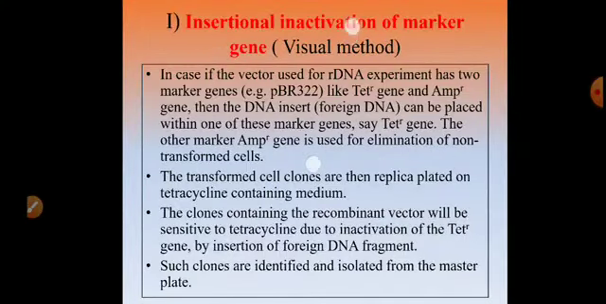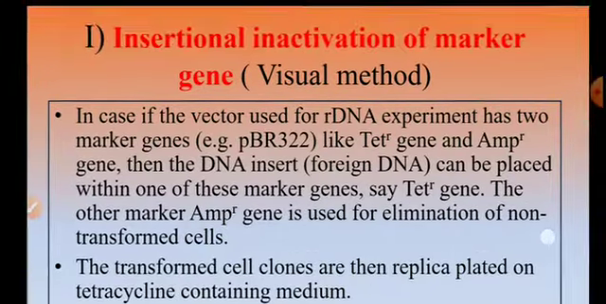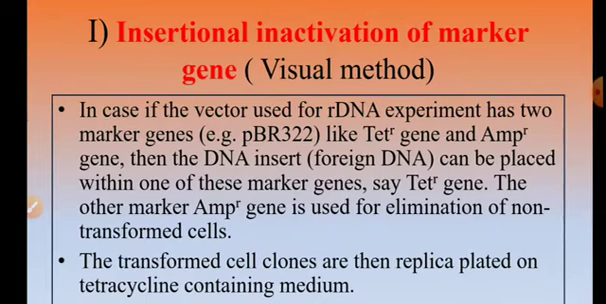Okay. Now let us discuss the direct methods first. The first method is insertional inactivation of marker gene. This we have studied already in identification of transformed cells. It is a visual method. By looking at the colonies itself, you can notice whether the clones are desirable ones or not.